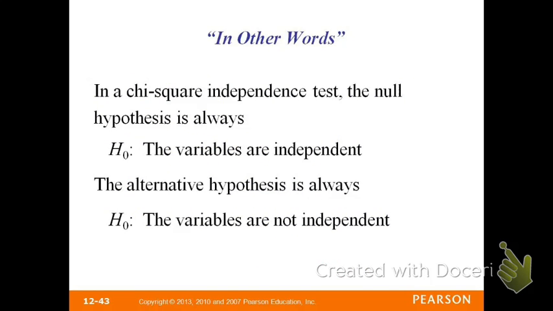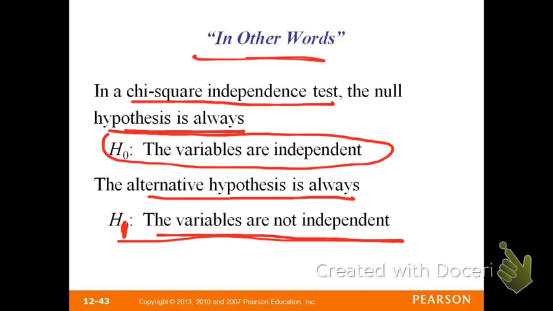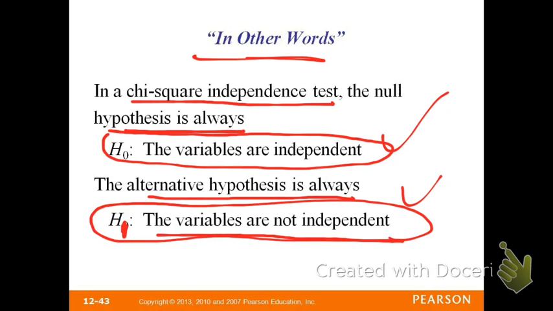So, to be a little more formal here, in a chi-square independence test, the null hypothesis is always that the row and column variables are independent. And the alternate hypothesis, this should be an H1, is always that the variables are not independent. So you'll know how to state the H0 and the Ha, the null and the alternate hypothesis. They're always sort of etched in stone.